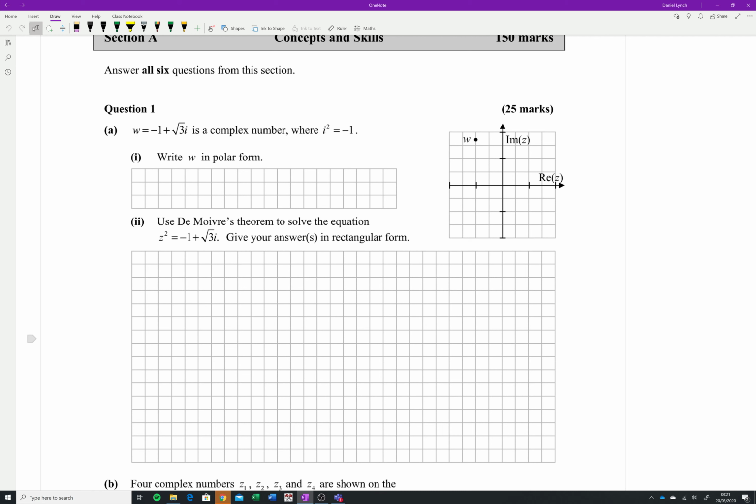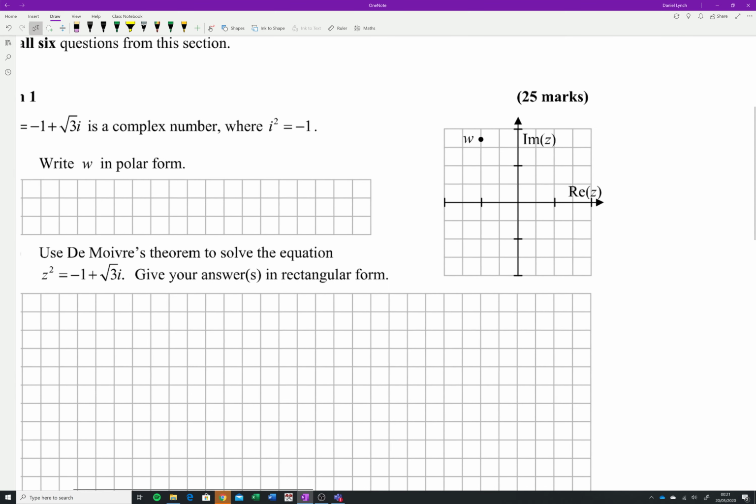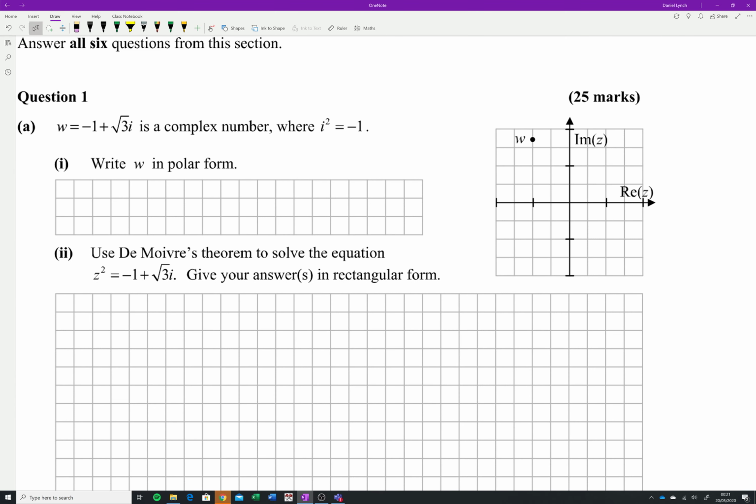What this tells us is that point W right there is equal to minus 1 plus root 3i. So what it's telling us is that it's moved over a distance of 1. Okay, so this is minus 1 here, so that distance is 1. And it's moved up to root 3 on the y-axis. So that length there is root 3, whereas that length there is 1. Okay, that's 1, that's root 3.